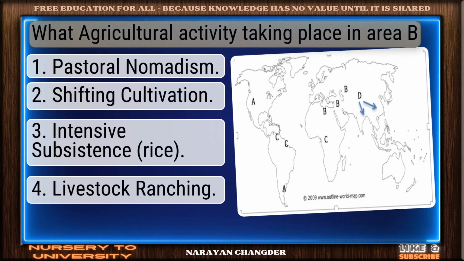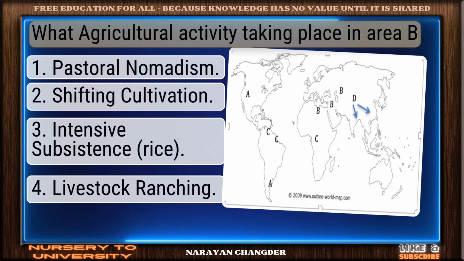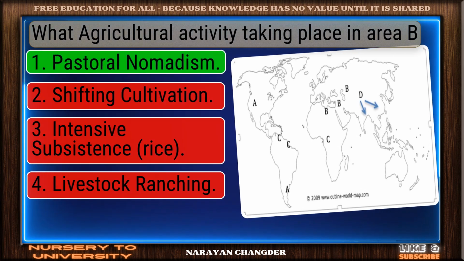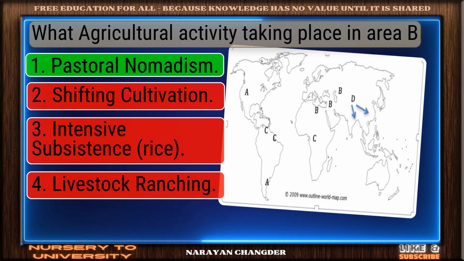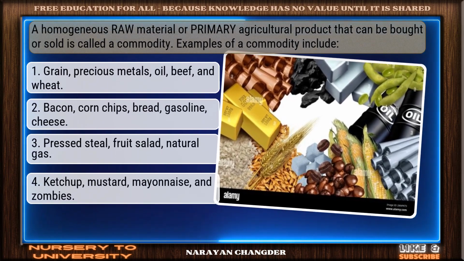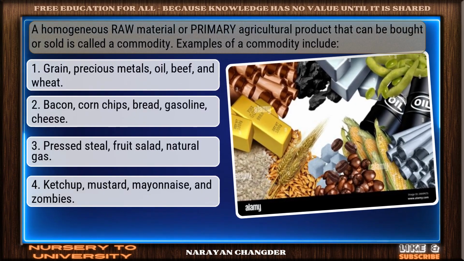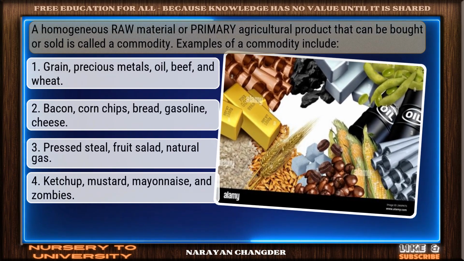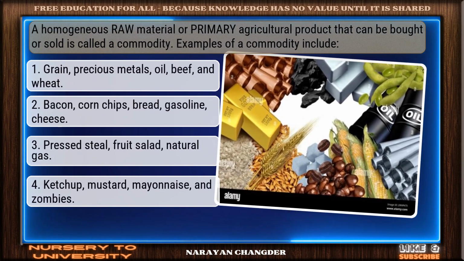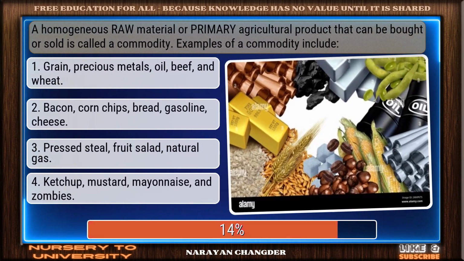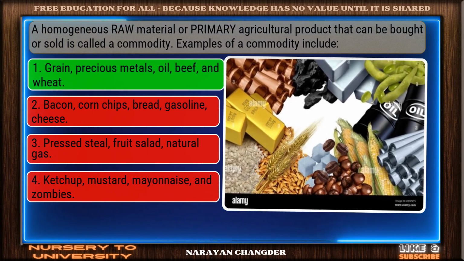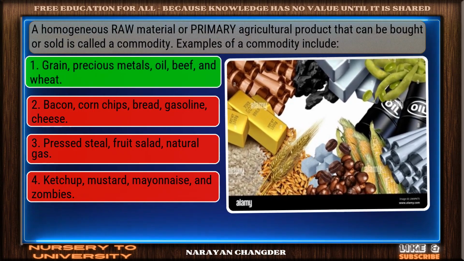What agricultural activity taking place in Area B? Exactly. Pastoral nomadism makes sense and it is right choice. A homogeneous raw material or primary agricultural product that can be bought or sold is called a commodity. Examples of a commodity include. Correct: grain, precious metals, oil, beef, and wheat is the right answer.